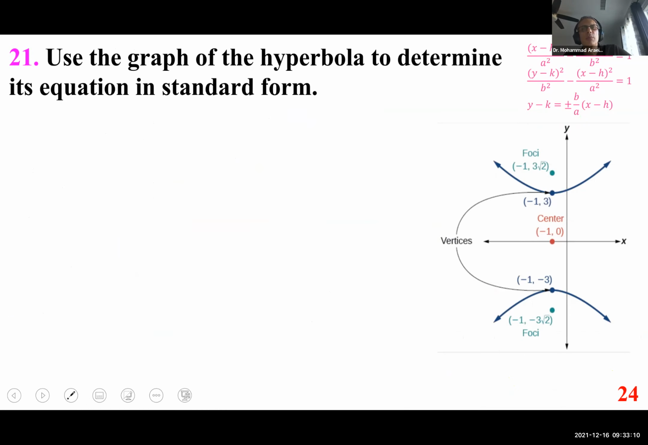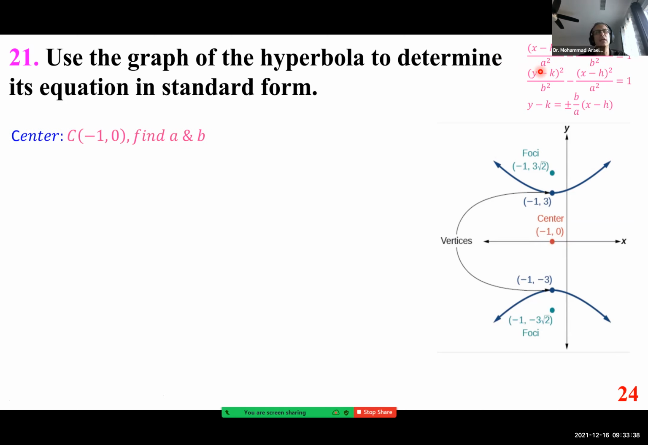Use the graph of the hyperbola to determine its equation in standard form. So here's the graph. By the way, those are the asymptotes that they don't have. The asymptote goes through the center. So we have the center. We write it down, -1, 0. And as long as we have the center, if we look at this equation, what is missing and we needed is A and B. So the center is located at -1, 0. All we have to do, find A and B.